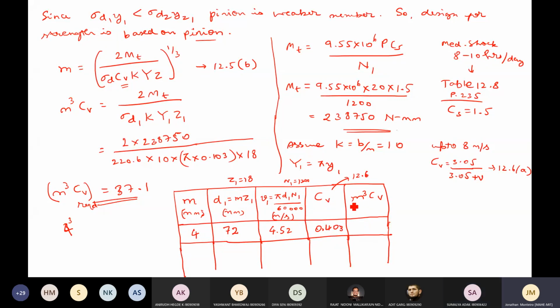Then calculate m cube CV. 25.77. Yes, correct, 25.7. So anyway, even though we chose a higher number, it is still not going to come there. So obviously 3, 2, 2.5, nothing will match over here. So it is best that we don't even go to iterate that.